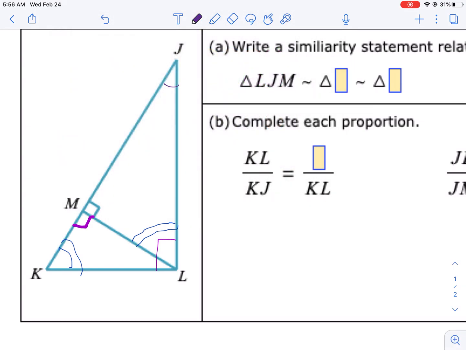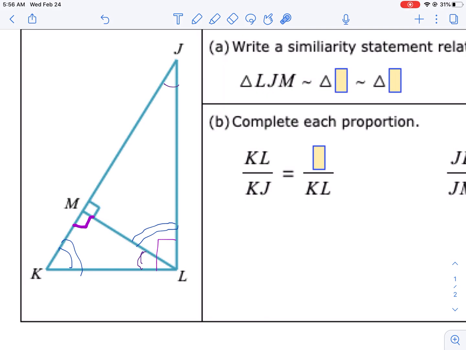And that means that angle MLK is complementary to angle K. Now, if we take a look at what we're given, look at triangle LJM. L to J to M. I'm going from the angle I marked 2 arcs to 1 arc to my right angle.